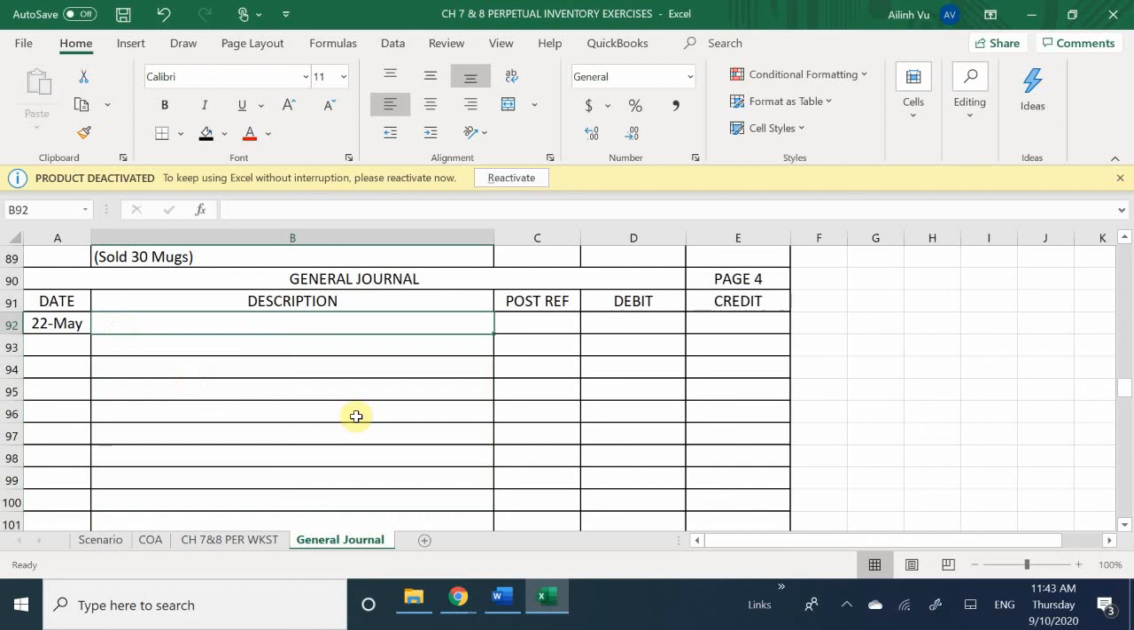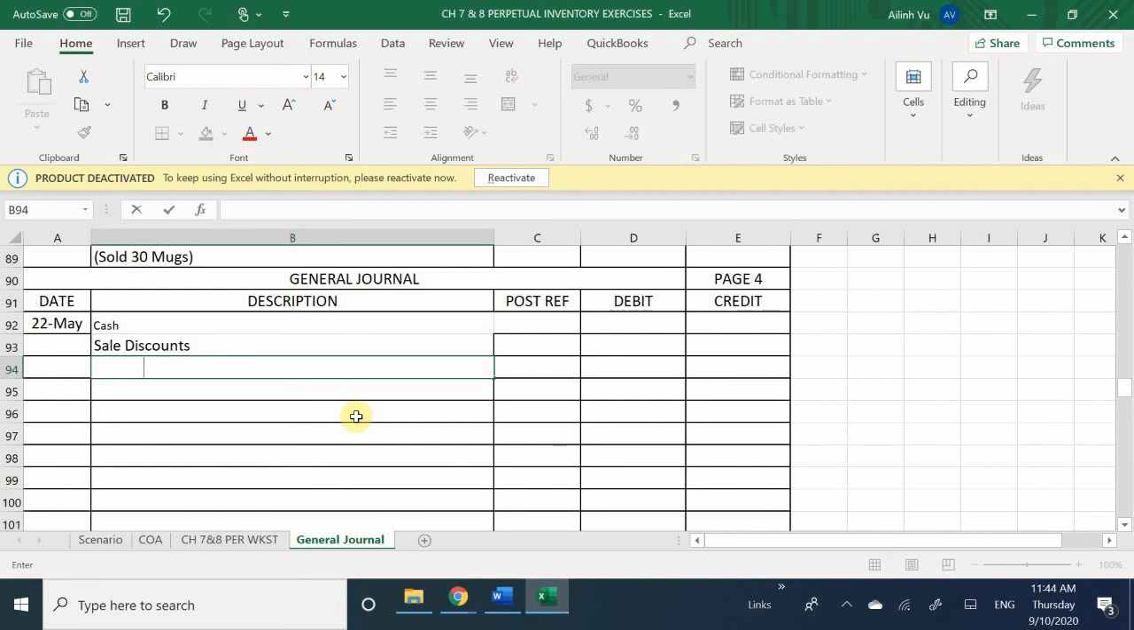Okay? And you said, Julie, they met the discount? Yeah, so sales discount as well. Yes, so cash. And they get a sales discount because, remember, if they received a discount, you're going to get less money. So understand it like that. Plus, it's a contra account to sales, so it should be a credit. And then lastly, they're paying off what they owe us.